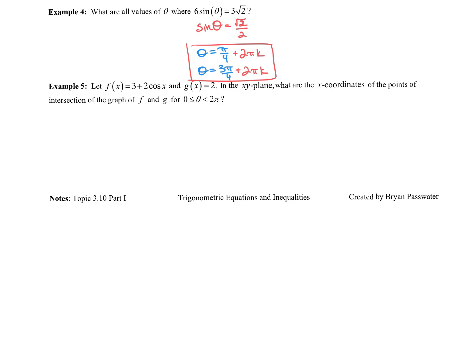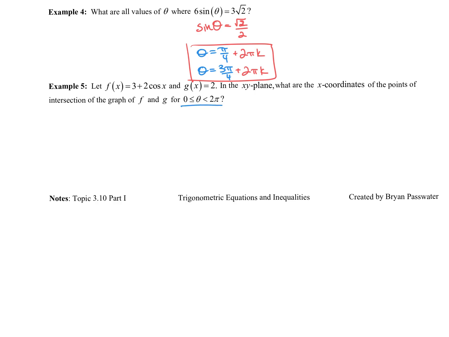Let f of x equal 3 plus 2 cosine x and g of x equal 2. In the xy plane, what are the x-coordinates of the points of the intersection of the graph of f and g for 0 is less than or equal to theta less than 2 pi?